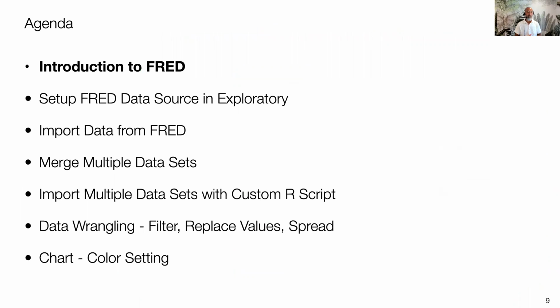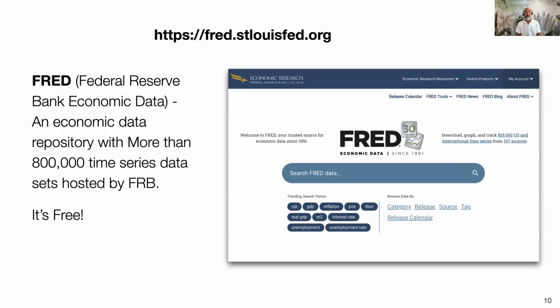This agenda is a brief one, with tons of text here, but I really would like to cover 3 things. Number 1 is introducing what the FRED system is. Number 2 is how you can do the initial setup so that you can use FRED data in Exploratory. And number 3 is really using Exploratory to download the data, transform the data, and visualize it. Within that, there are different topics in terms of data wrangling and visualization, but really these 3 things.